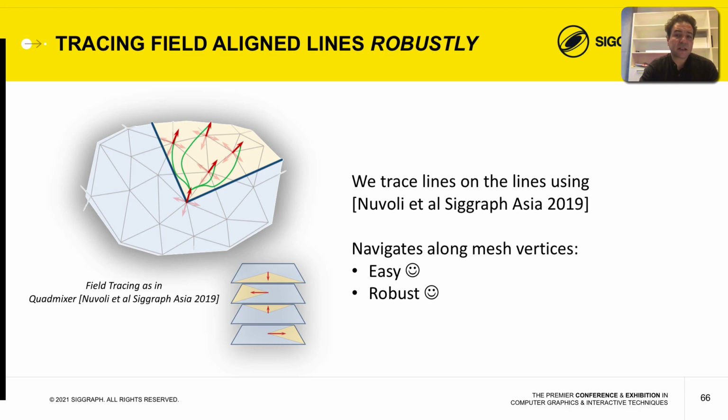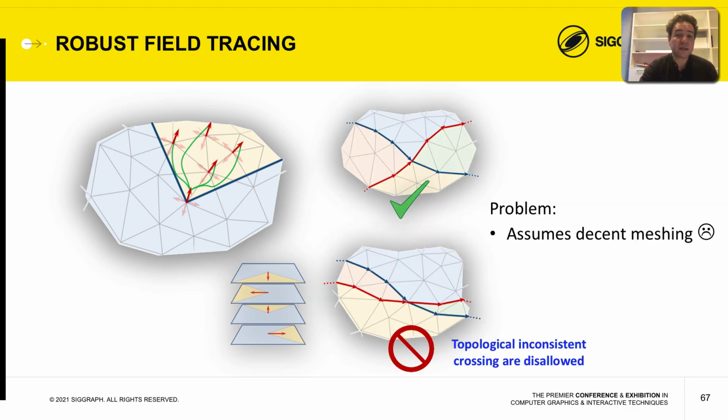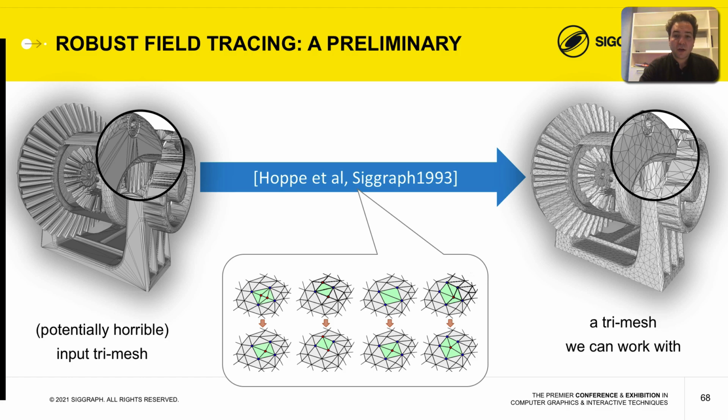We use the same tracing approach of Quad Mixer for tracing path, which is quite robust and efficient. Moreover, this tracing procedure also allows us to verify the consistency of crossing between paths in a combinatorial way. However, this method assumes to have a decent meshing to start with. So we perform an initial remeshing using a variation of the approach proposed by Opp and colleagues, supporting adaptive tessellation and sharp feature preservation.